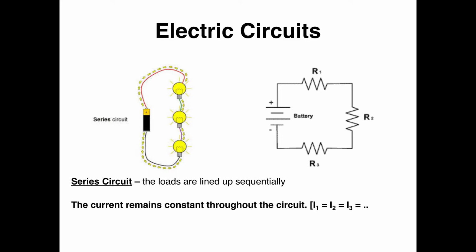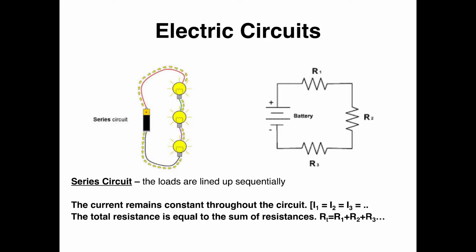In a series circuit, the current remains constant. So the current at the battery, the current at the first resistance, the current at the second resistance, the current at the third resistance, and back to the battery. Anywhere you check the current in this, it's always going to be the same. That's an important thing to remember. The total resistance in a circuit is the sum of the three resistances, or however many resistances there are. So the total equivalent resistance, or RT, is equal to R1 plus R2 plus R3.